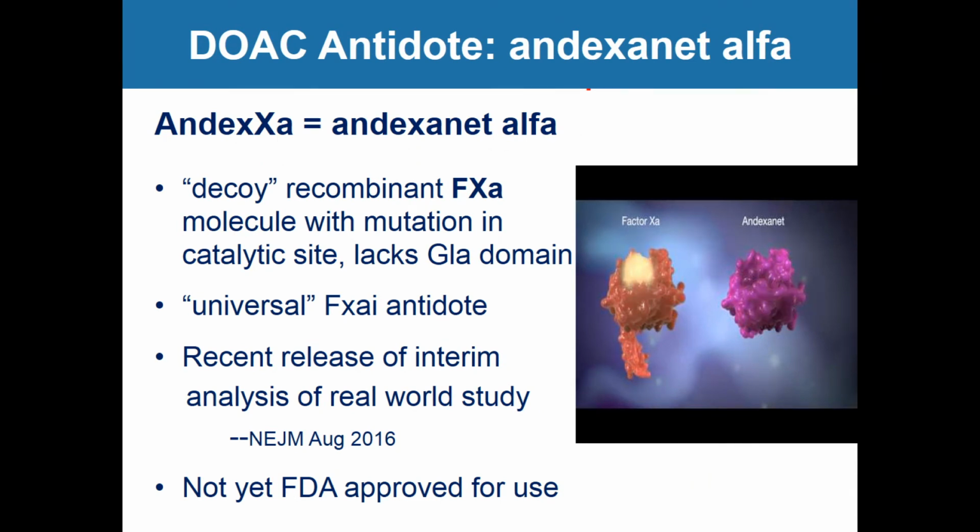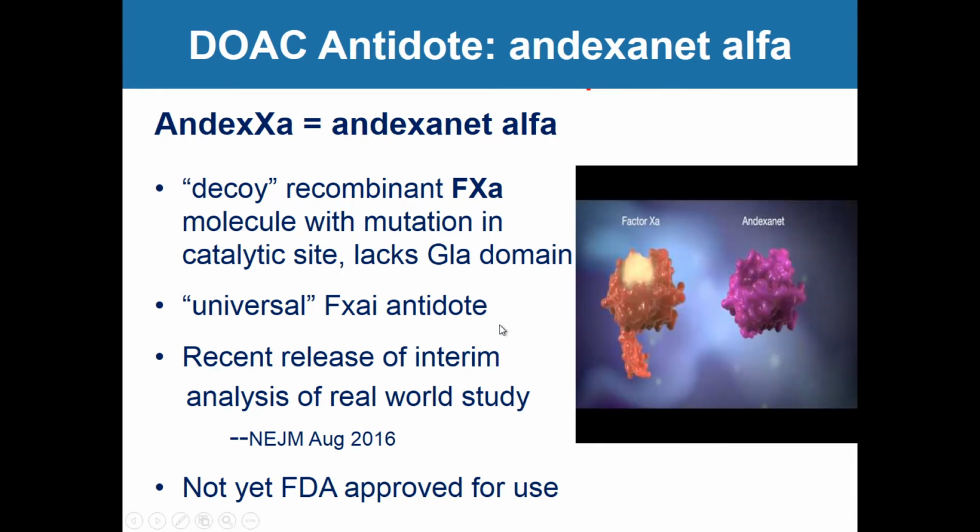The next antidote to the direct oral anticoagulants, or new anticoagulants, is andexanet alfa. Andexanet targets factor Xa inhibitors, which include apixaban, edoxaban, and rivaroxaban. This is fascinating technology in that recombinant technology was used to manufacture a decoy factor Xa molecule that has a mutation in the catalytic site so that it cannot participate in anticoagulation, and it's missing the GLA domain so it cannot bind to other coagulation factors.